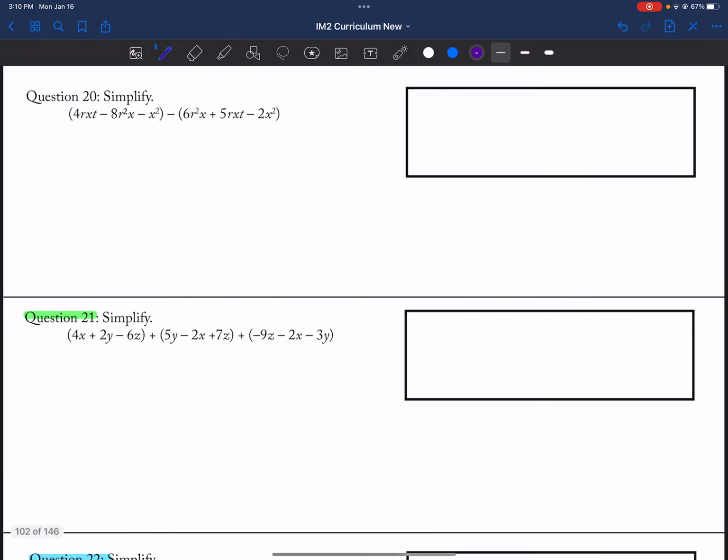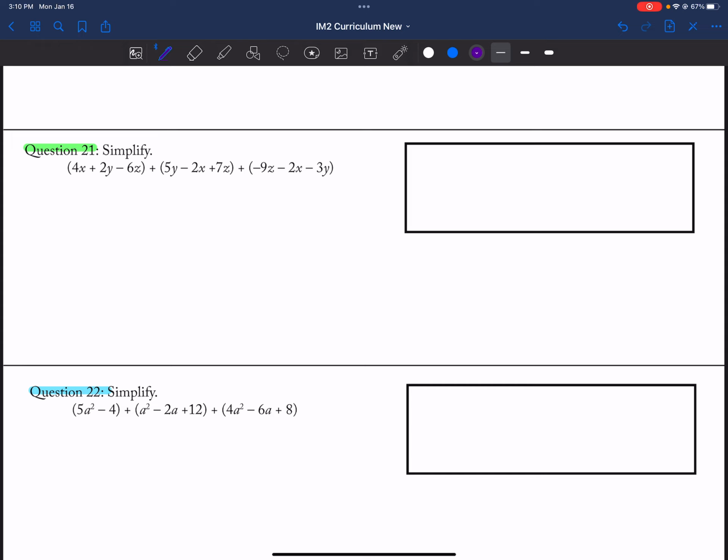Okay, and then going here, I have some addition all the way through. So I have an x, I have another x, I have another x. So I have 4x minus 2x gives me no x's. Then I have a 2y and a 5y and a negative 3y. So that gives me 7y minus 3y gives me a 4y. And then a negative 6z plus 7z gives me 1z. And then 1z minus 9z gives me a negative 8z. So 4y minus 8z.